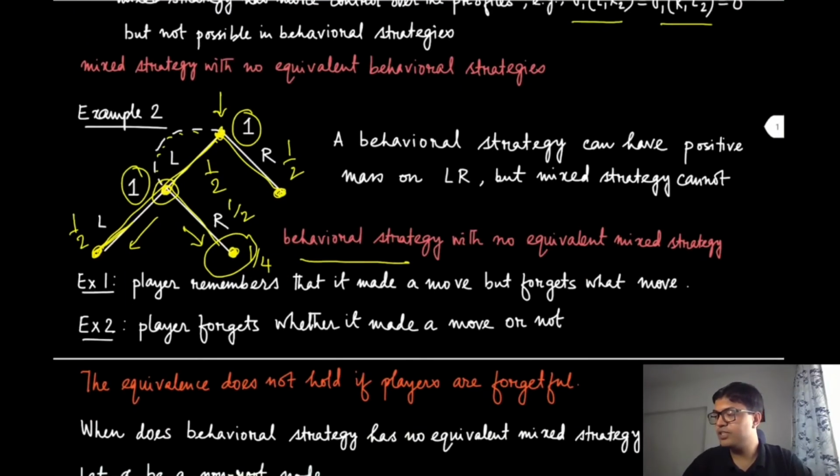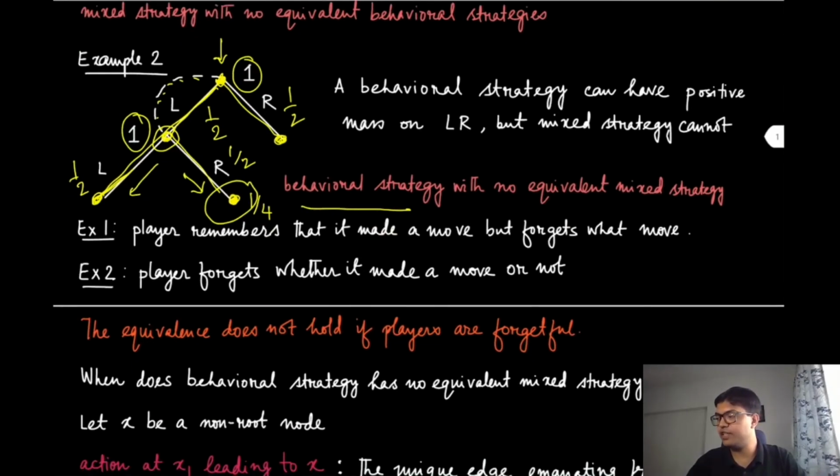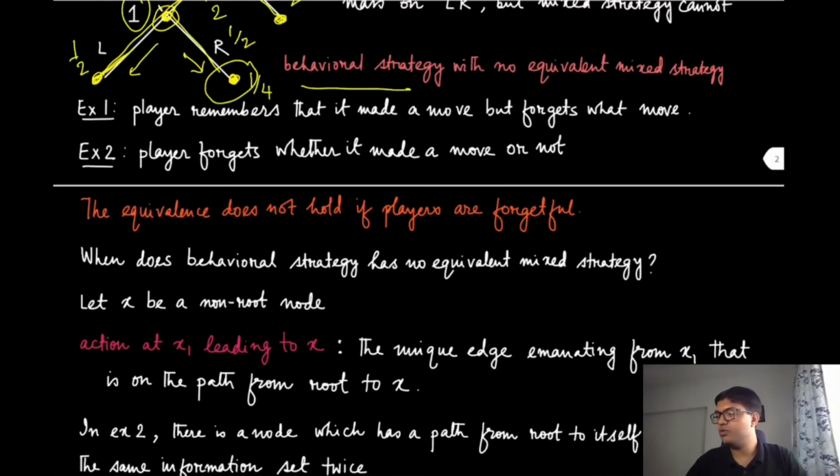Think about it. Both these examples are forgetfulness of a different kind. In the first example, the player remembers that it has made a move but forgets which move it has made. In the second example, it has actually forgotten whether it has made a move or not. So that's two different kinds of forgetfulness. So this equivalence, as we have seen, does not hold if the players are forgetful.